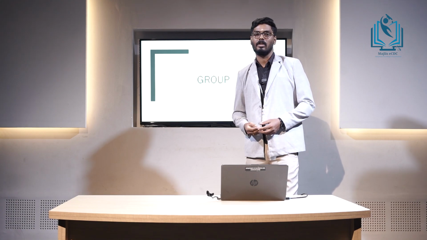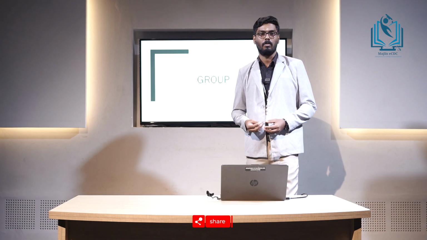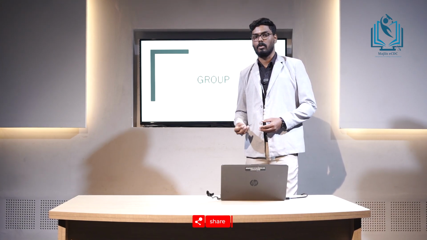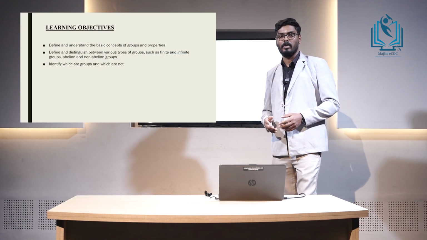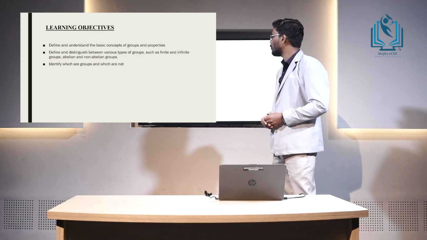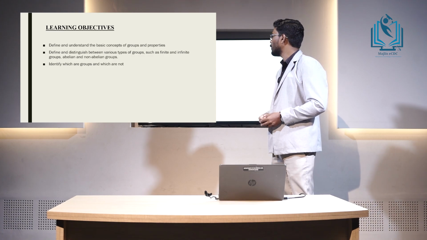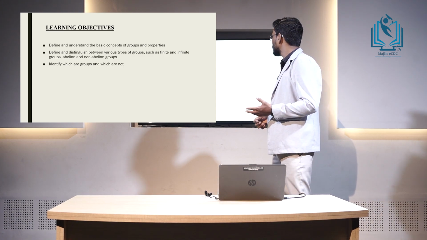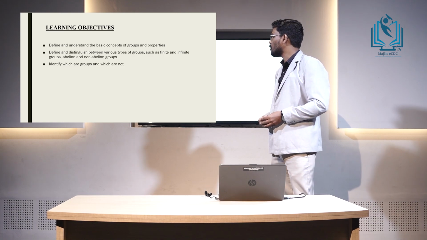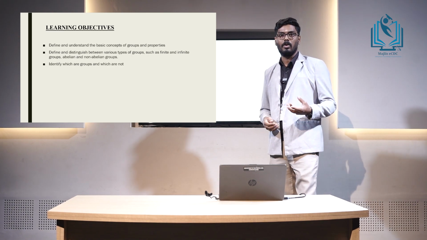Today we are going to discuss a few topics from abstract algebra. The first one is group and the second one is subgroup. We are also discussing a few examples of groups and subgroups. After discussing these topics, you will be able to understand the basic concept of groups and their properties, as well as distinguish between various types of groups such as finite and infinite groups, and abelian groups and non-abelian groups. Also, you will be able to identify which are groups and which are not.